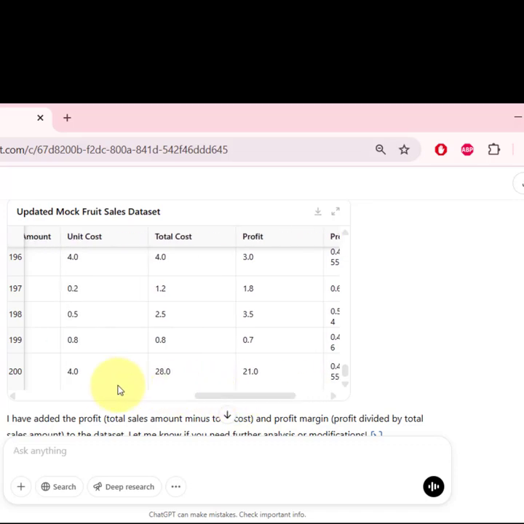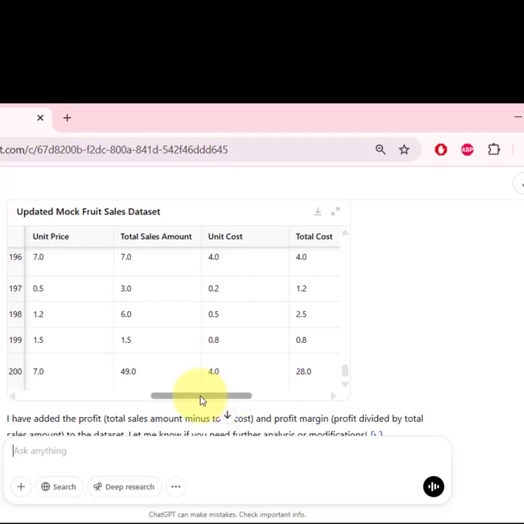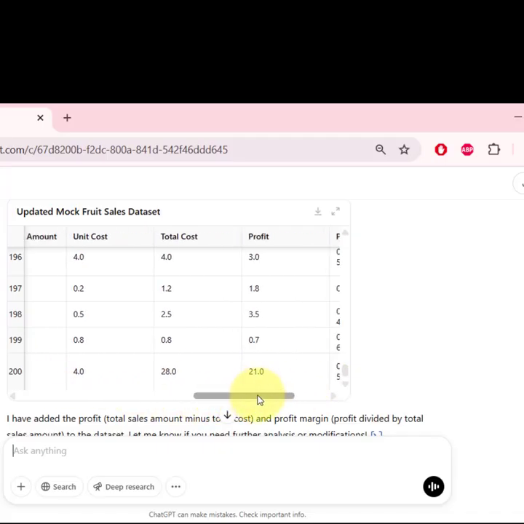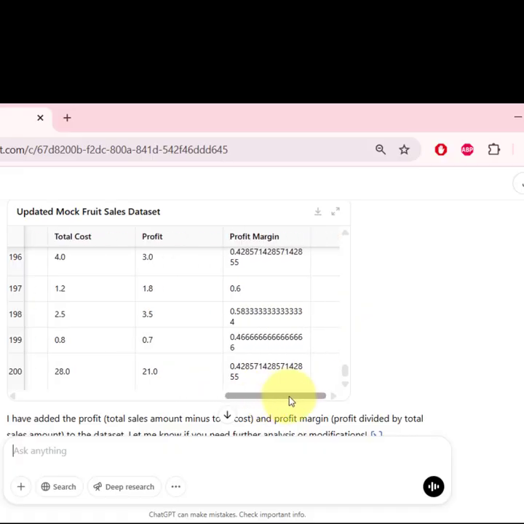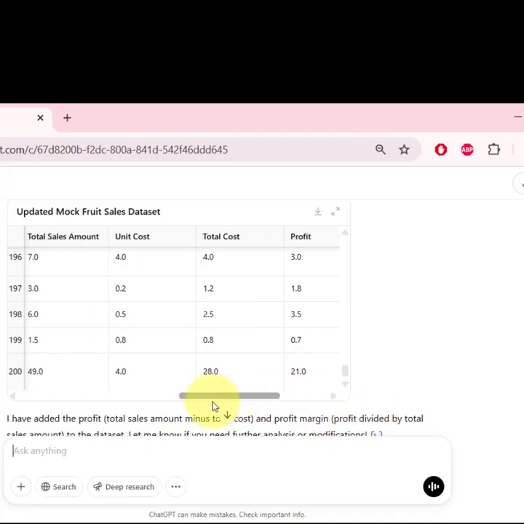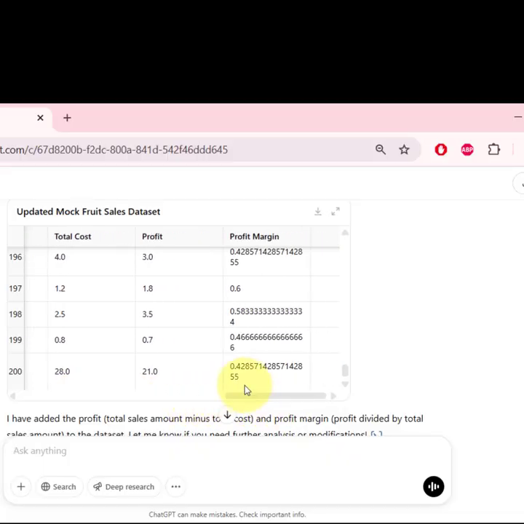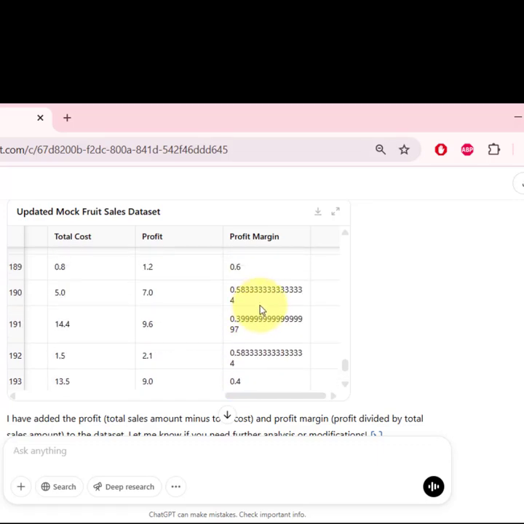But for example, I can say, okay, what is the total sales amount? 49. What's the total cost? Well, it's 7 times 4 is 28. So the profit is going to be 49 minus 28, which is 21. And then if I took 21 and divided by the total sales of 49, we would get a profit margin of about 42-43%. So you can see the various profit margins here.